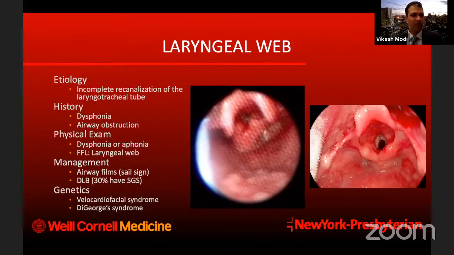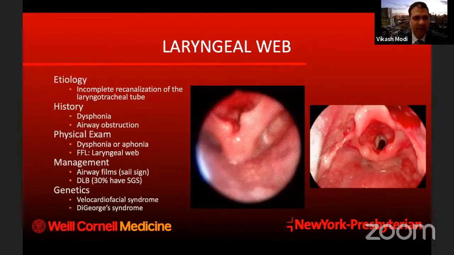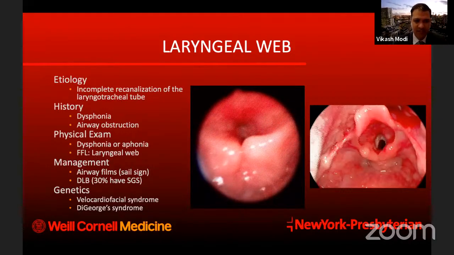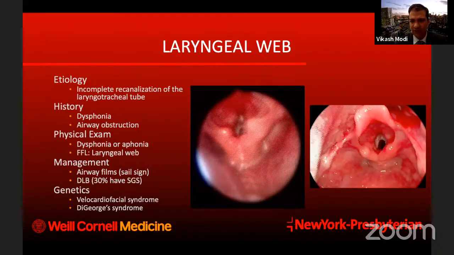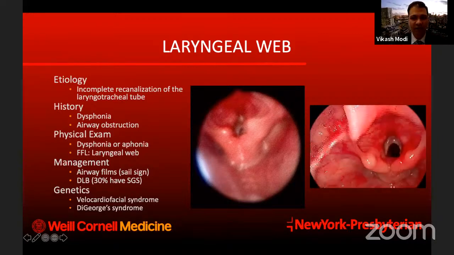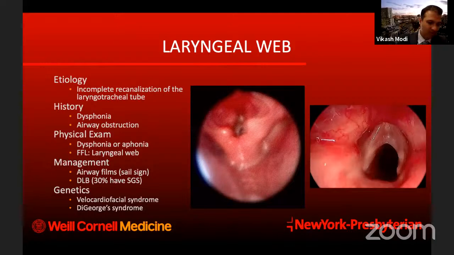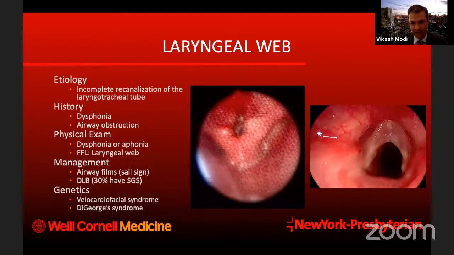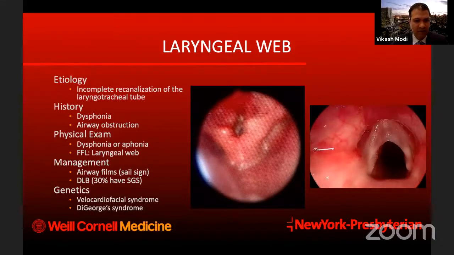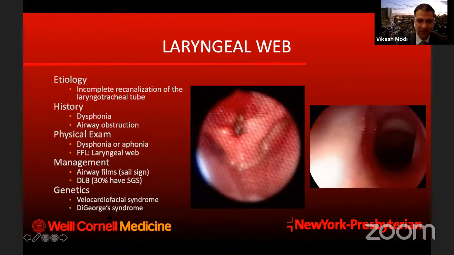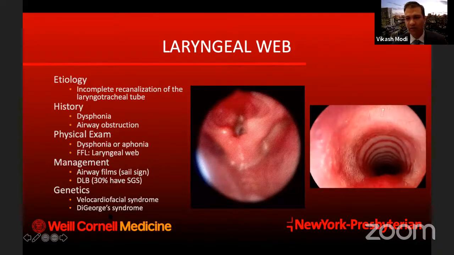So we'll move down to laryngeal webs. It's incomplete recanalization of the laryngotracheal tube, presents with dysphonia, airway obstruction, and on physical exam, you'll see a laryngeal web. And oftentimes we'll get airway films. You also want to do an airway endoscopy to see, is this a thin web or does this really extend subglottically? Because 30% of these kids will have subglottic stenosis.